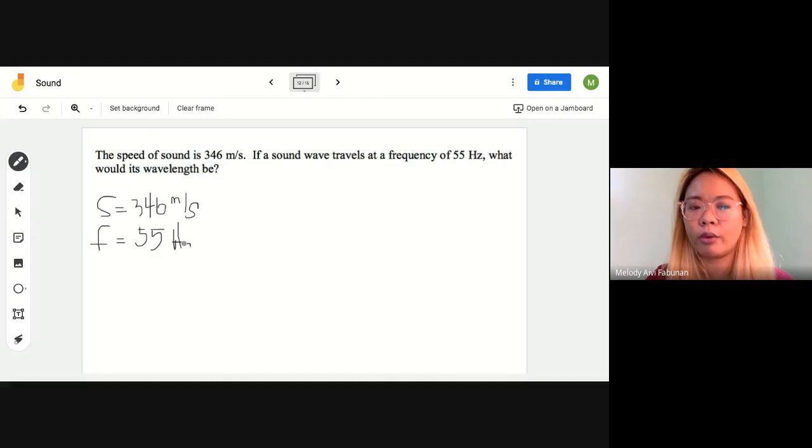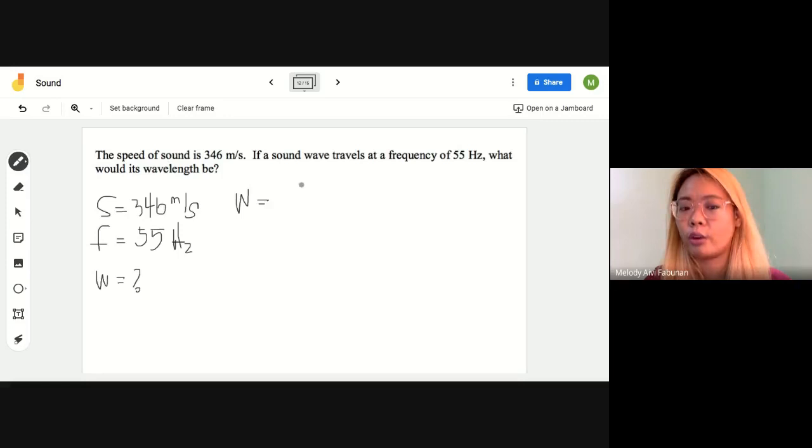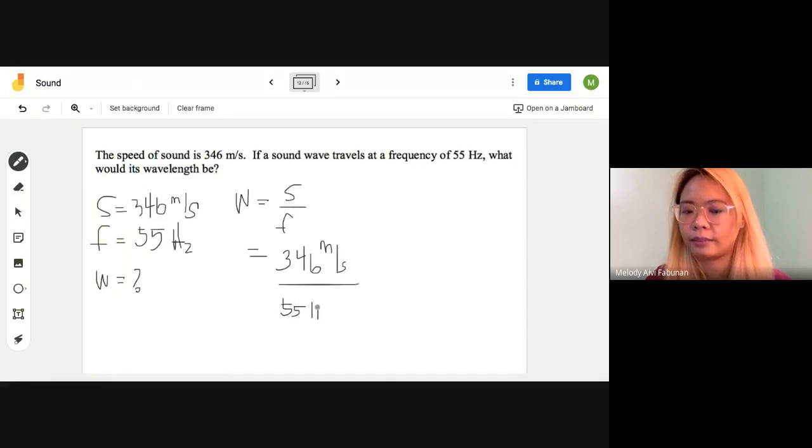So how are we going to come up with the wavelength? Yung wavelength yung ating missing. Sabi doon sa triangle, in order to come up with the wavelength, we are going to divide this speed by the frequency. So it will be 346 meters per second, and we are going to divide that with 55 hertz. So what is the answer? Anybody from the class?